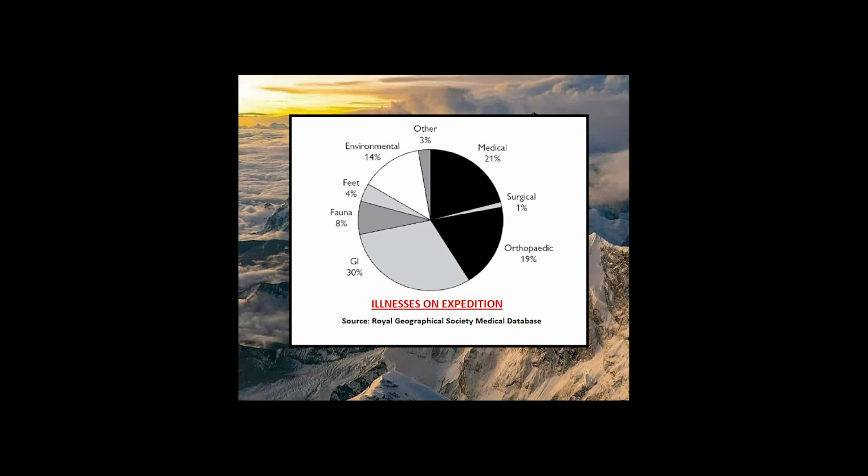So again, we're talking about environmental. With high altitude climbing, one serious consideration is altitude sickness. And again, we will certainly go into that more in depth as we progress.